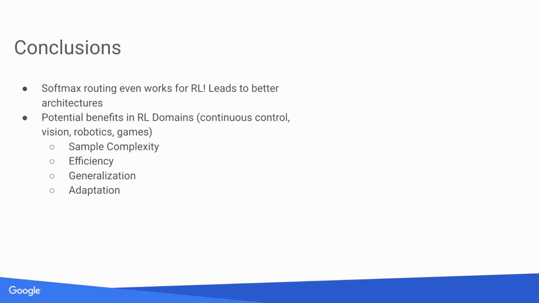In conclusion, we found that softmax routing even works for RL, and that it leads to better architectures. This is one of the first applications of DARTS outside of regular supervised learning. We believe that this has numerous potential benefits for RL domains, such as continuous control, vision, robotics, and games, for improving sample complexity, efficiency, generalization, and adaptation.